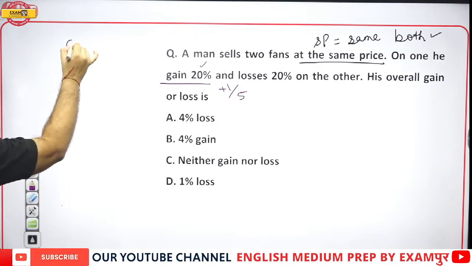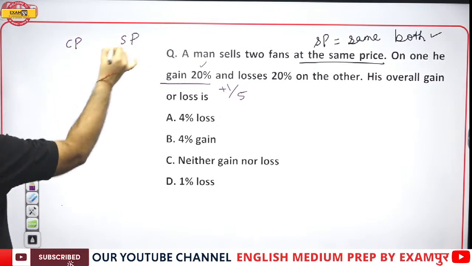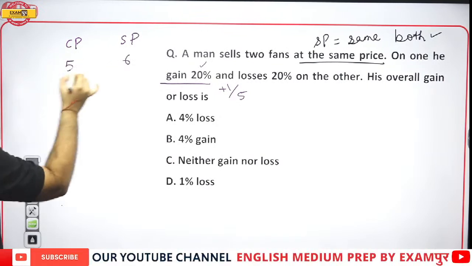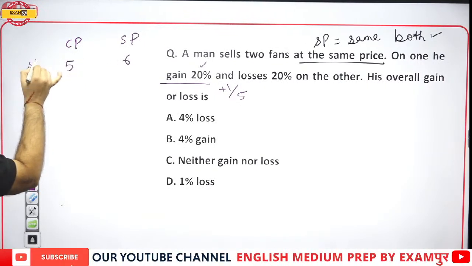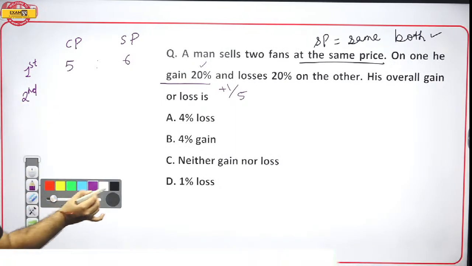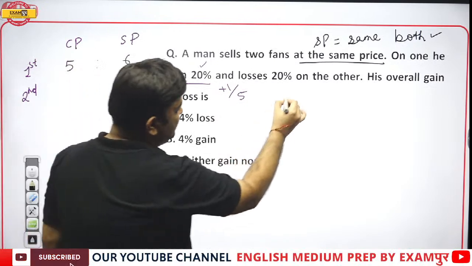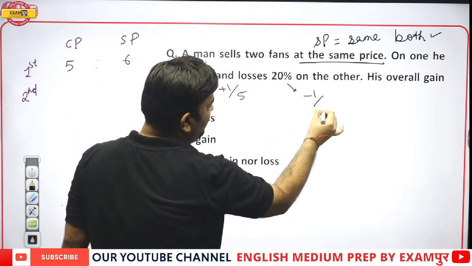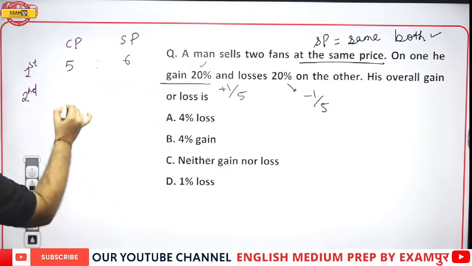For the first, CP is 5, SP is 6 in the ratio. And for the second, 20% loss means loss of 1 over 5. 5 is being sold for 4.